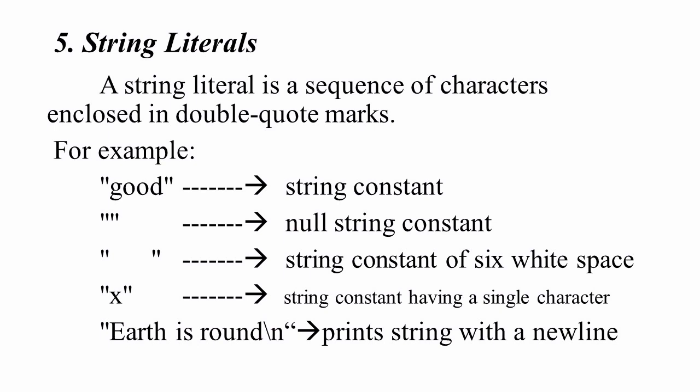The third one, white space is given within the double quotation marks, that means string constant of 6 white spaces. The fourth example is "x". The character x is given within double quotes, that means string constant having a single character. The last example, "earth is round\n" is given within the double quotation marks, that means it prints the string with a new line character.